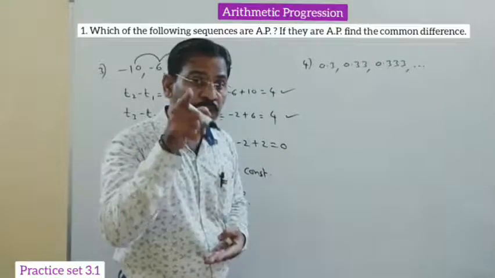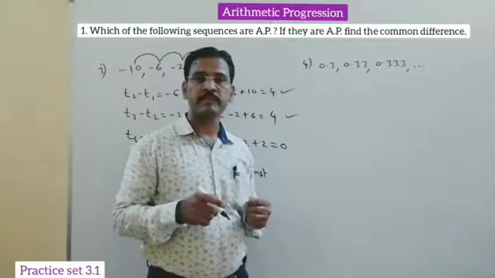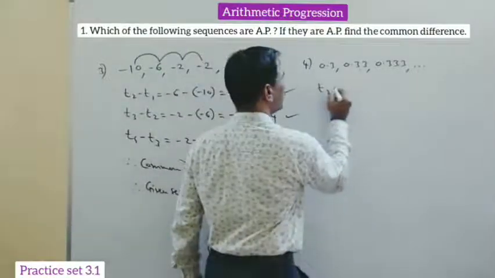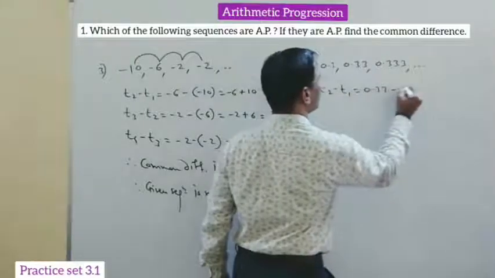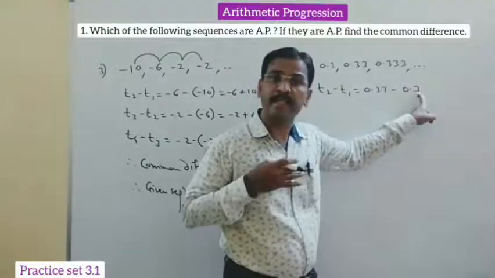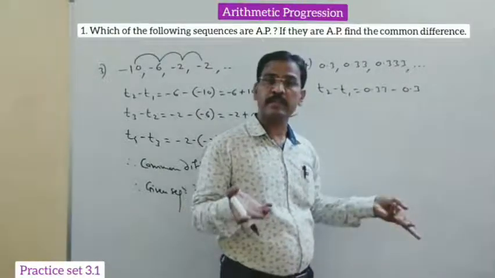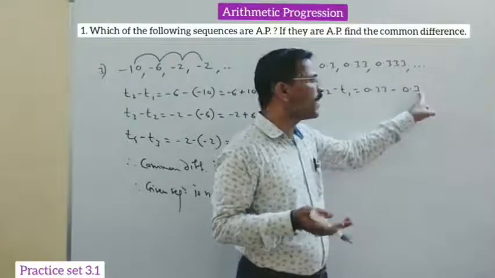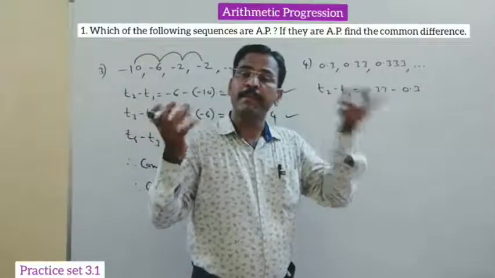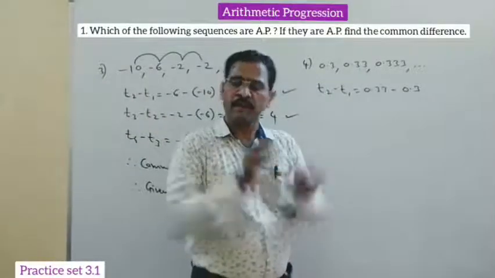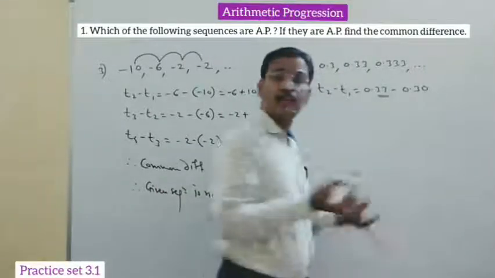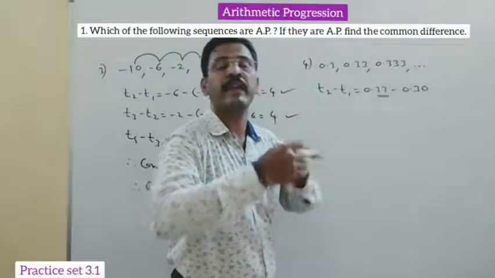Whether it is AP or not? Just try to observe here. Yes, let's check. See here. T2 minus T1, 0.33 minus 0.3. See here, this 0.3 is what? May I say 0.30? Yes, because after the decimal point, we can write any number of zeros, there is no difference. Why? Because there are two digits, so here also we can make two digits. Then only we can take the difference here.